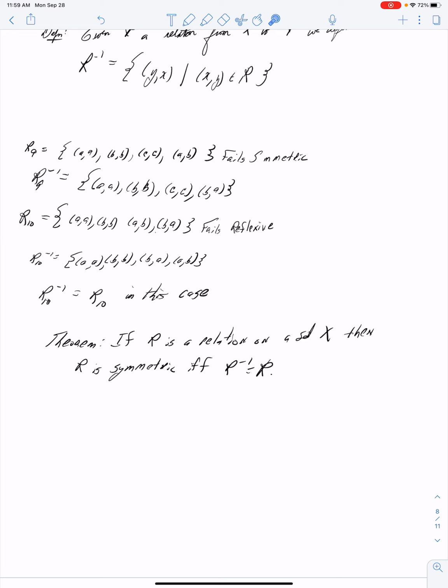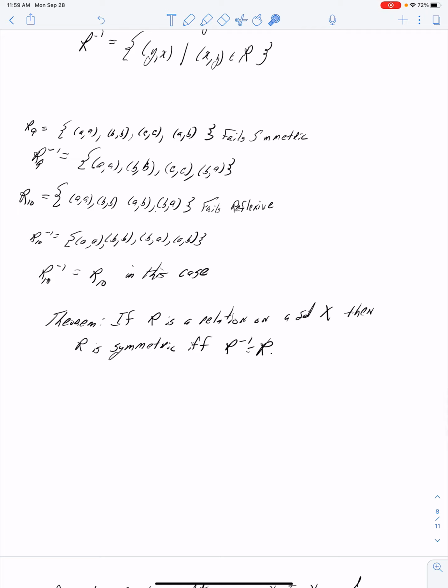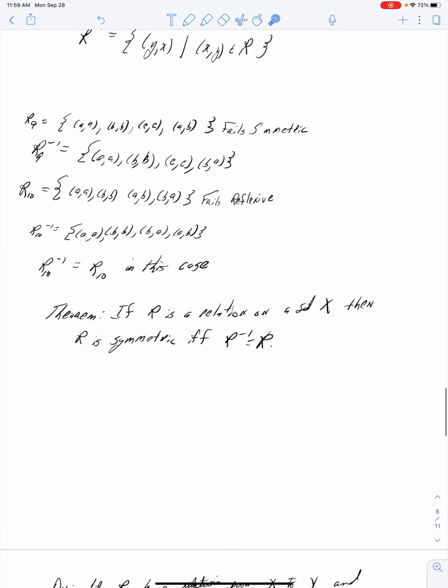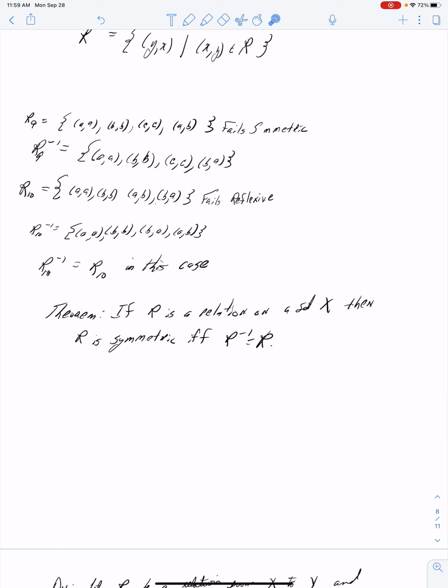Okay, another example might be R10. Again, if I want R10 inverse, I just take all the ordered pairs and flip them. It doesn't change these two, but AB gets flipped to BA, and BA gets flipped to AB. And if you'll notice, R10 is the same as R10 inverse. So in fact, they're the same relation. When is that going to be true? When is a relation equal to its inverse?